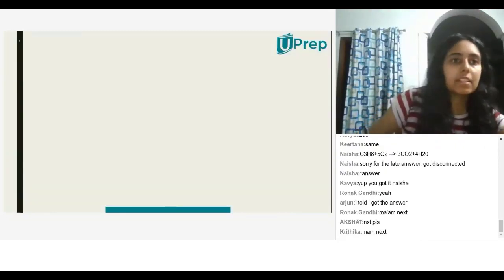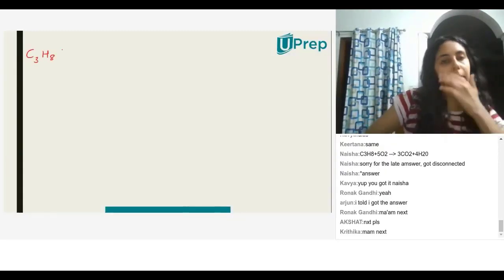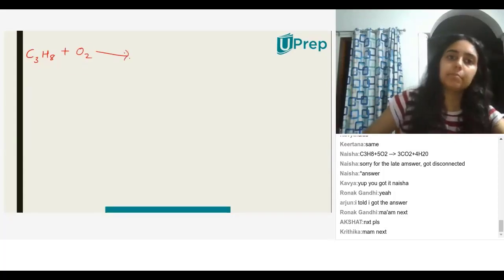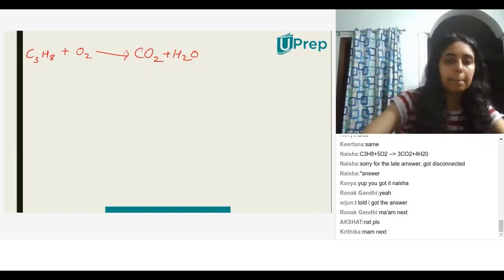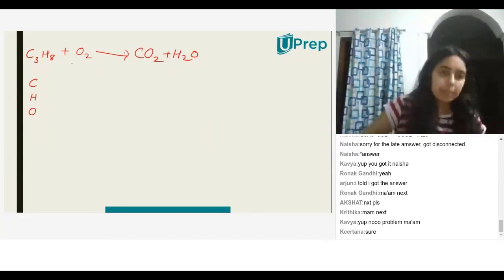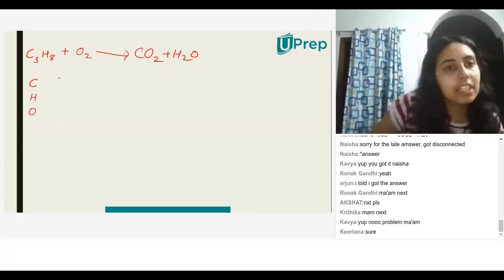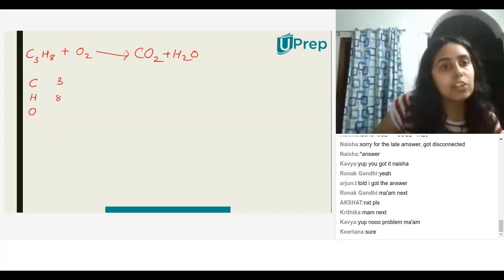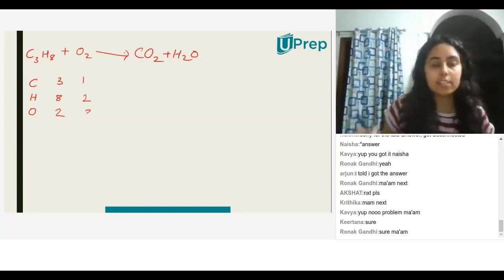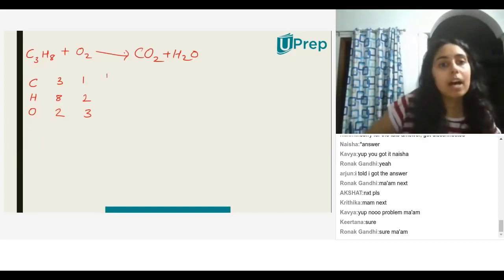Question 8: C3H8 plus O2 equals CO2 plus H2O. I'm going to write down the elements: carbon, hydrogen, oxygen. On the left-hand side, I have 3 carbons, 8 hydrogens, and 2 oxygens. On the right-hand side, I have 1 carbon, 2 hydrogens, and 3 oxygens. So I need to balance.